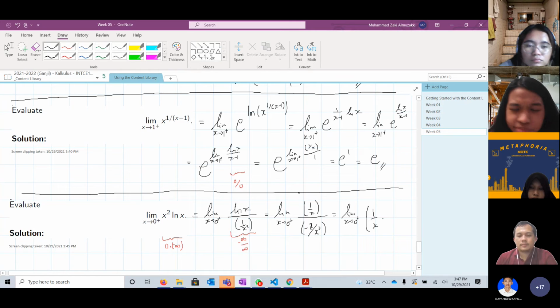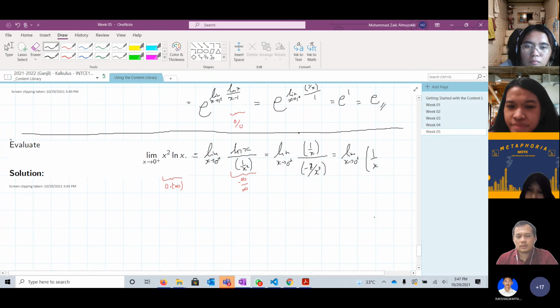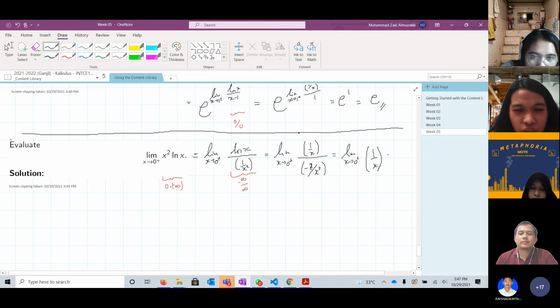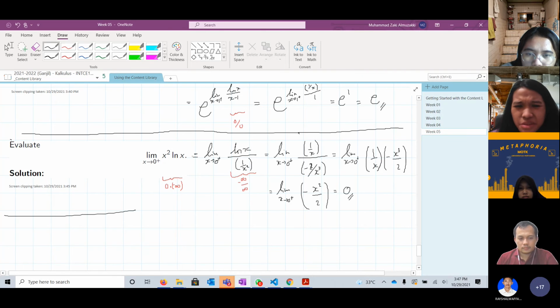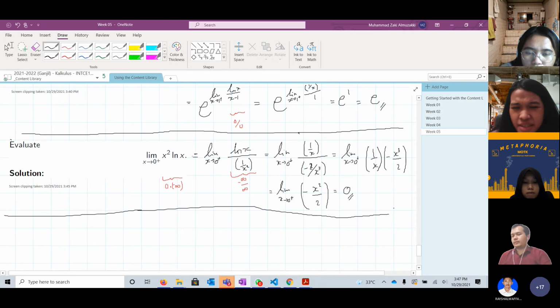So here we have limit x goes to 0 from the right of 1 over x. Kelihatan? Sorry. So now we have 1 over x multiplied by minus x cubed over 2, which is equal to limit x goes to 0 from the right of minus x squared over 2, which is 0. Any question?